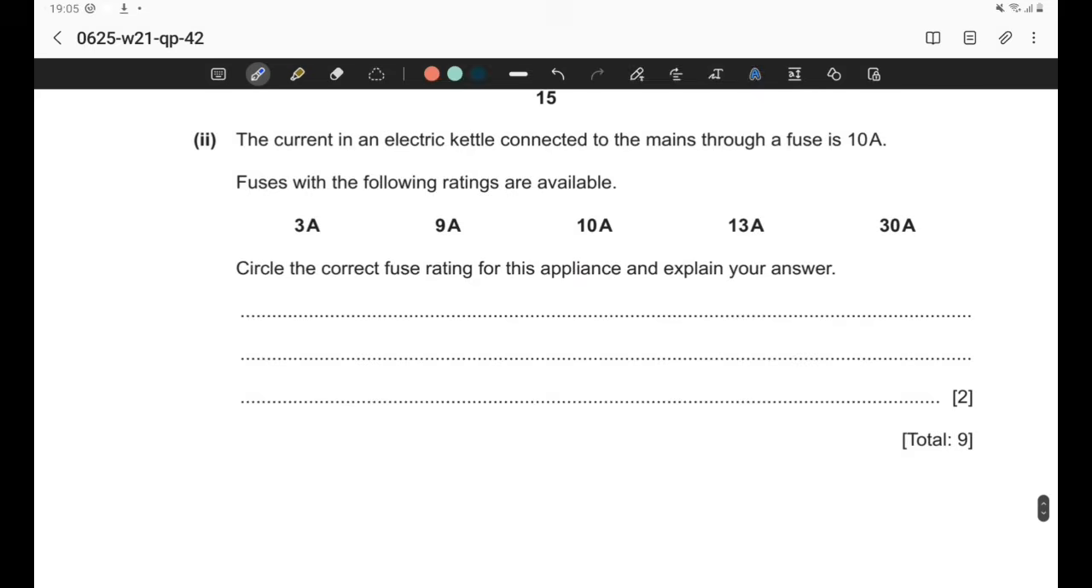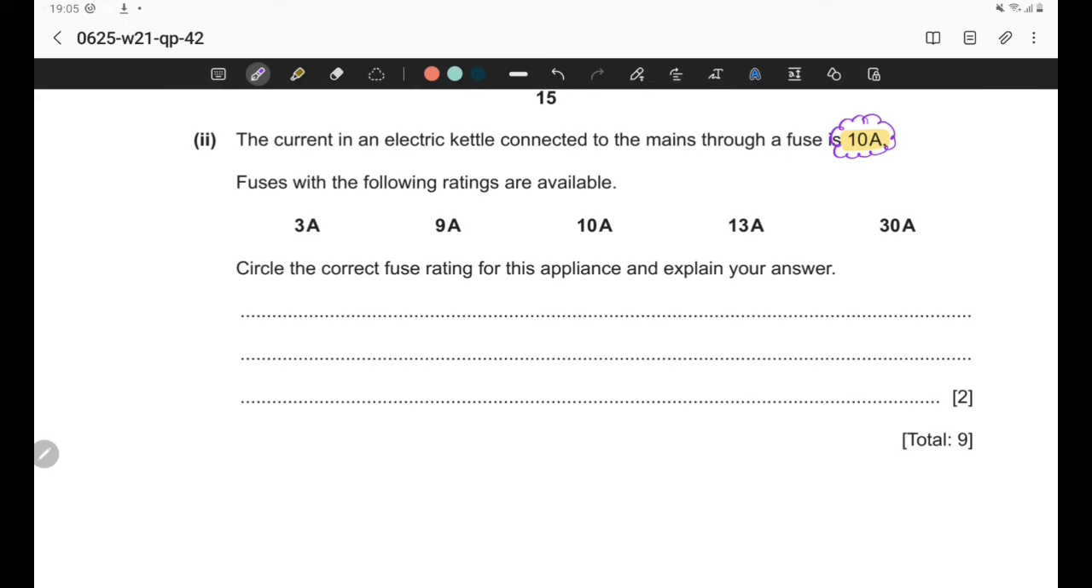Part 2. The current in an electric kettle connected to the mains through a fuse is 10 ampere. Fuses with the following rating are available. Circle the correct fuse rating for this appliance and explain your answer. So we have an electric kettle which will be connected to a power supply with a current of 10 ampere. So this kettle needs only 10 ampere current in order to work.